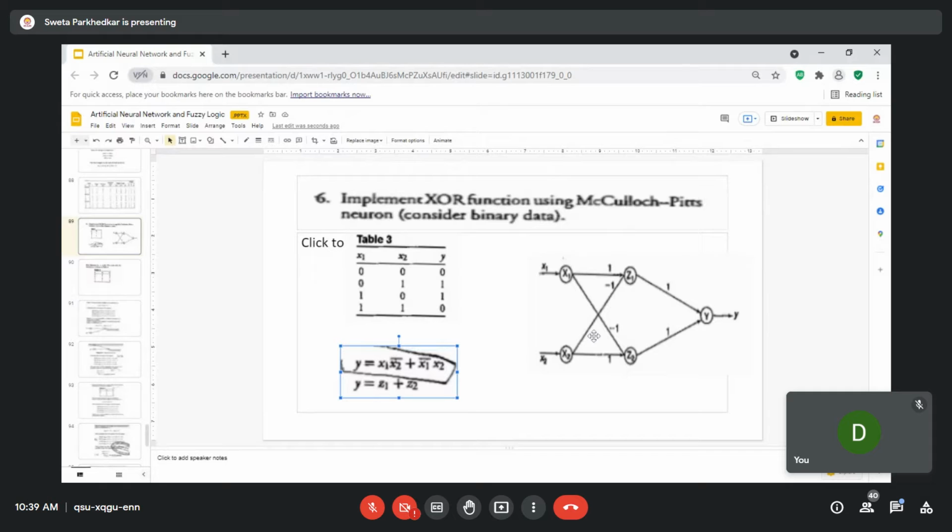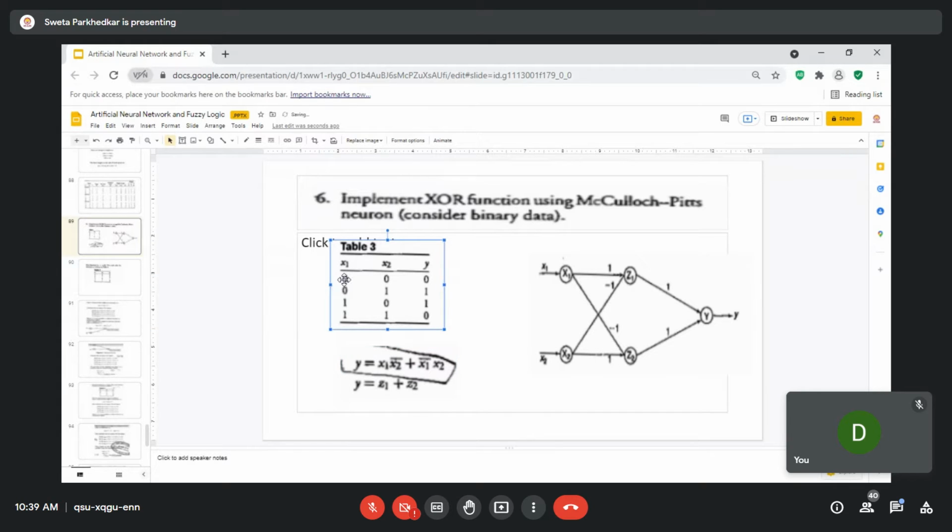ये वाला प्रॉब्लम लिखो, implement XOR function using McCulloch-Pitts neuron. Consider the binary data. And this truth table, you should already know the truth table for XOR gate. ठीक है, तो ये given नहीं रहेगा. This is not given, the table. So you need to consider this table x1, x2 and y, ये आपको पता रहना चाहिए.